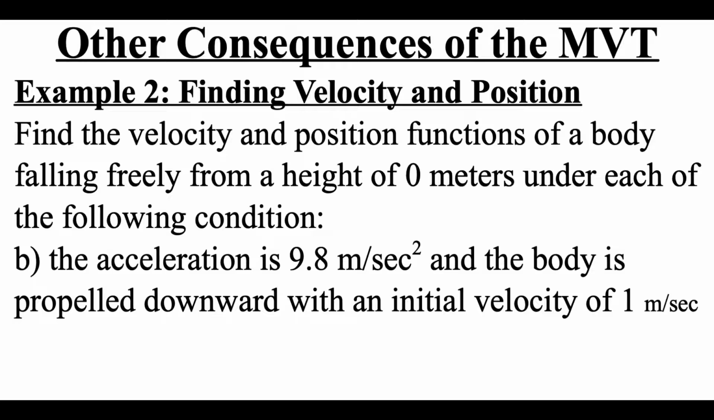Now this example is going to be very similar, but with one slight change. So we're still going to find a velocity and a position function of a body falling freely from a height of 0 meters. We're still going to have an acceleration of 9.8 meters per second squared, but this time our body is going to be propelled downward with an initial velocity of 1 meter per second.